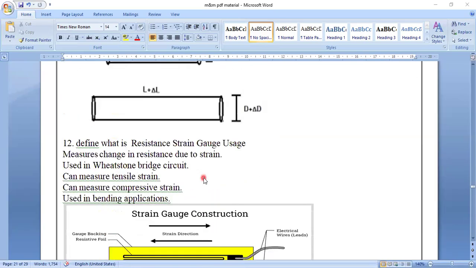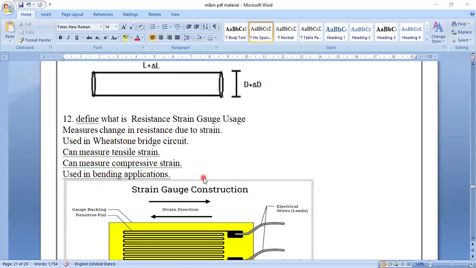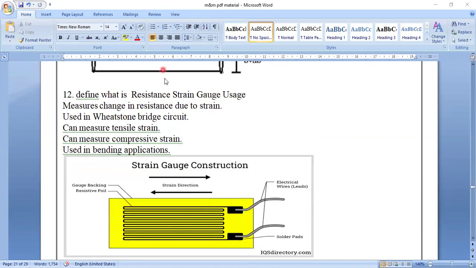Next, after completing the 11th question, I will take the 12th question. Define what resistance strain gauges are. Resistance strain gauges are resistor type, which resist. Here a number of wires are arranged, each with one end positive and the other end negative, so the vibrations or displacements of these wires are recorded.